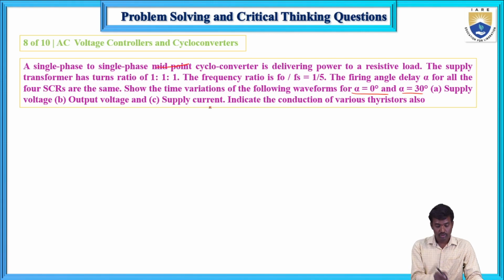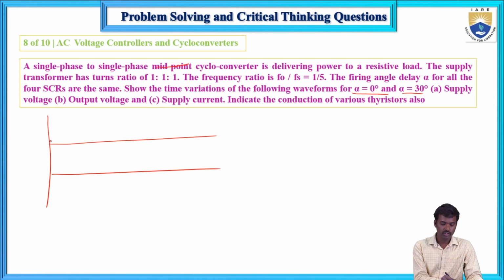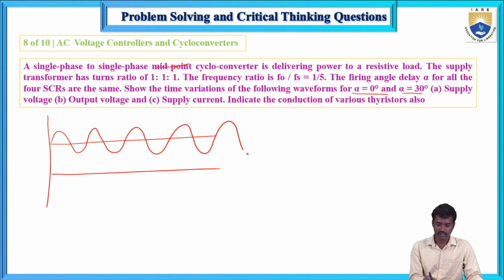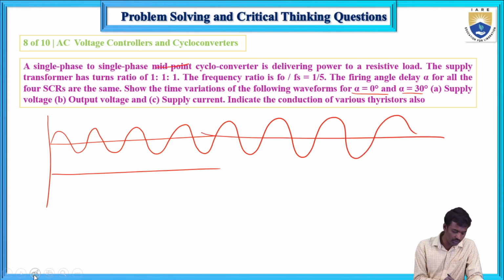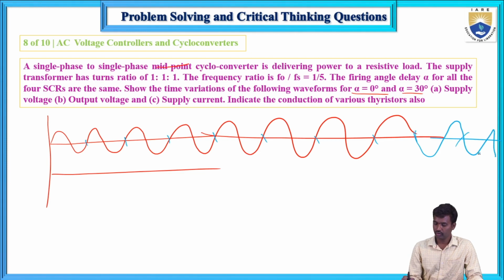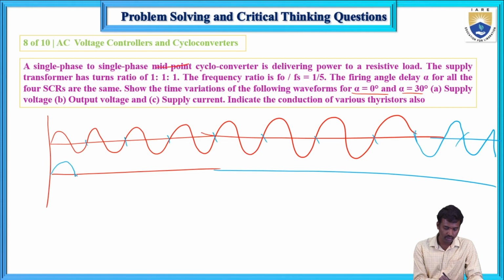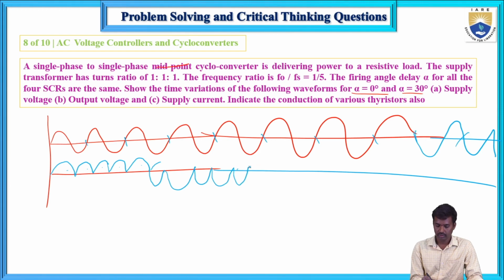So for this is the case. This is the supply voltage. First I will draw the supply voltage: 1, 2, 3, 4, 5, 6, 7, 8, 9, 10. Let me change the color over here. So 1, 2, 3, 4, 5. Now in this case, first 1, 2, 3, 4, 5. After that 1, 2, 3, 4, and 1, 2, 3, 4, 5. This one up to here.